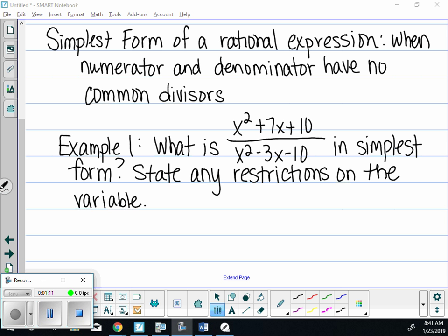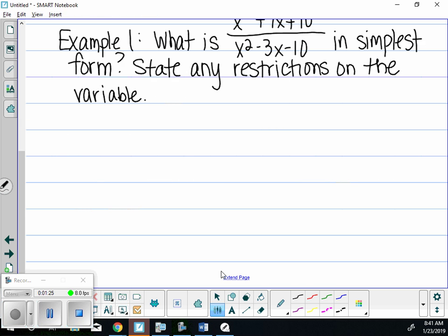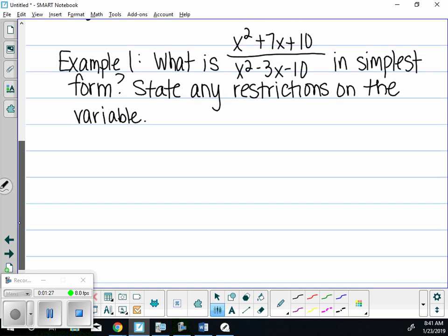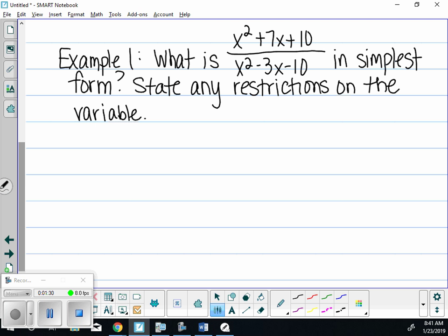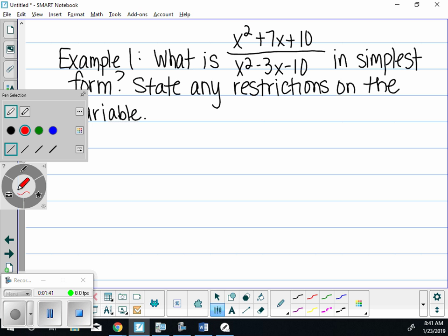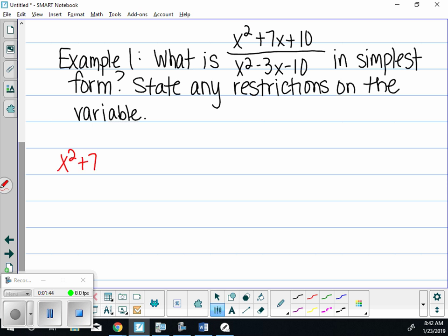So first example, what is x squared plus 7x plus 10 divided by x squared minus 3x minus 10 in simplest form? And state any restrictions on the variable. Just like when we talked in the first sections of this chapter, the first thing you're going to do when you are dealing with a rational expression is factor the numerator and factor the denominator.